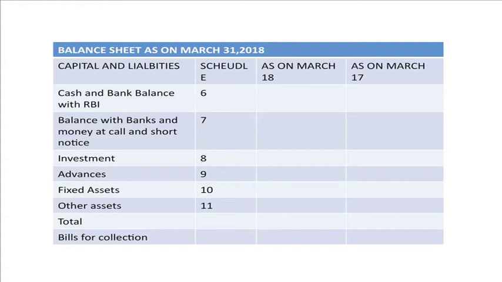This is cash and balance with RBI, schedule 6, balance with banks and money at call and short notice, schedule 7. Investments is schedule 8, advances schedule 9, fixed assets schedule 10, other assets schedule 11, contingent liabilities schedule 12, then bills for collection disclosure and notes to accounts.